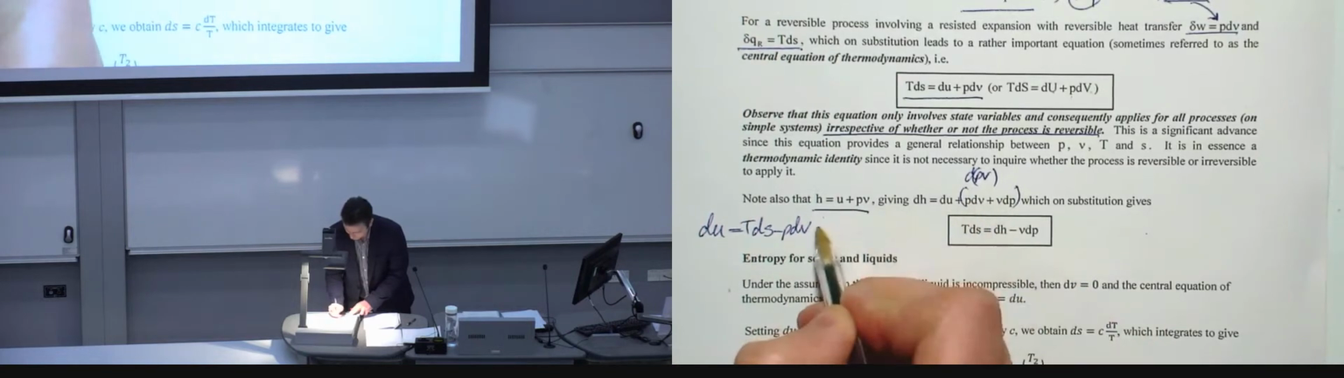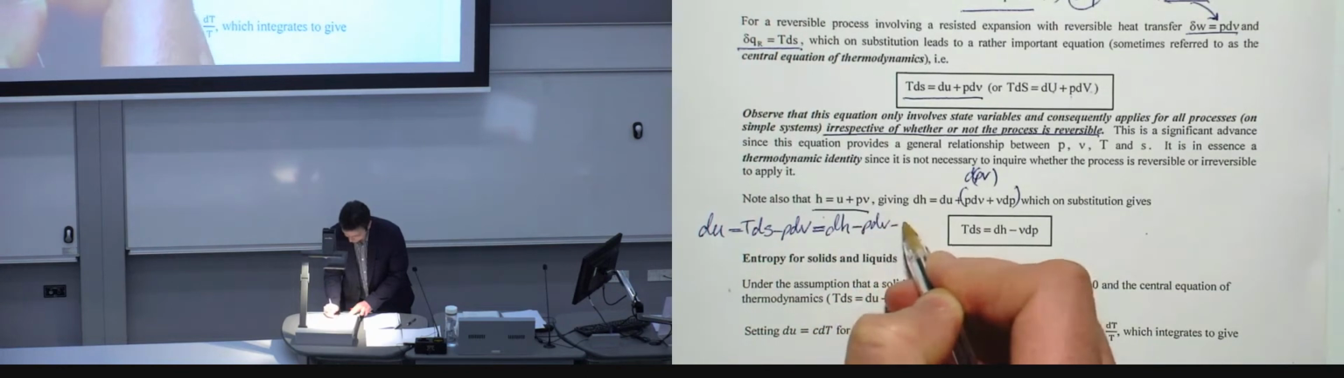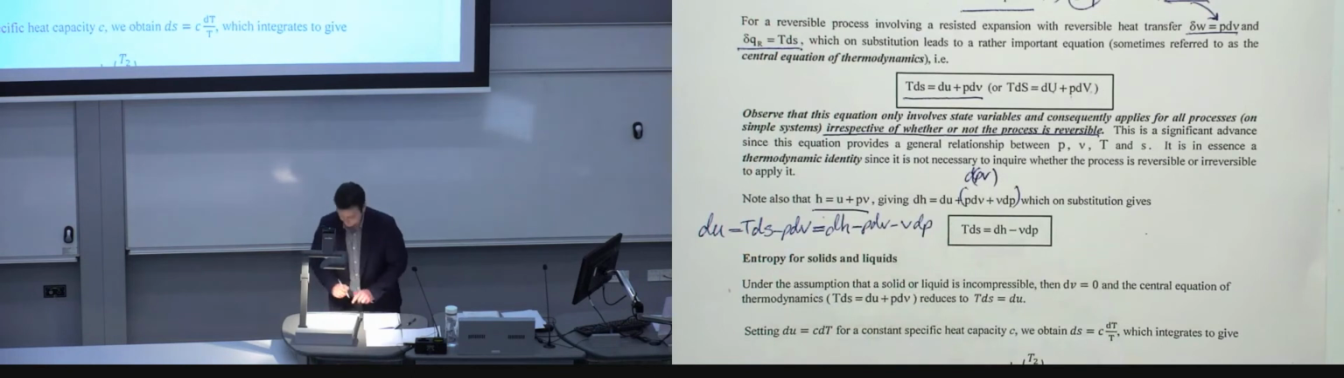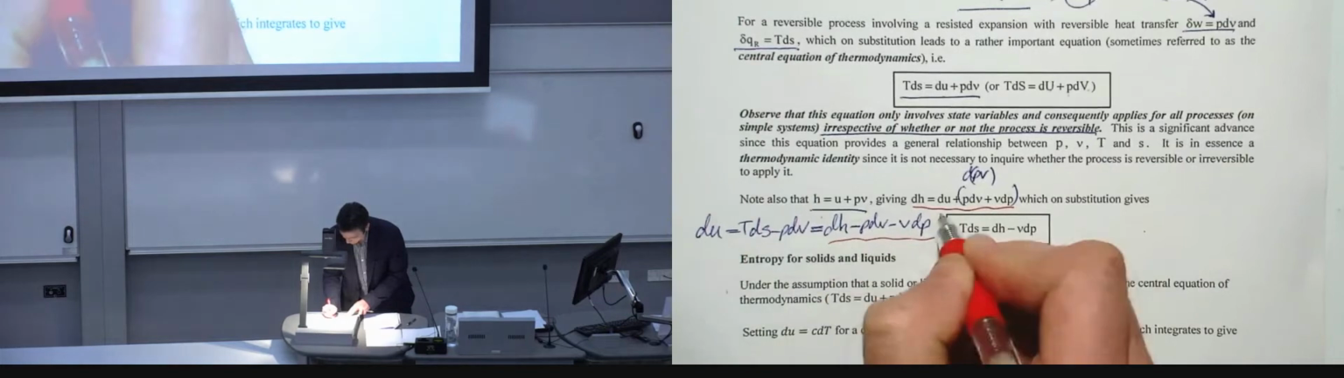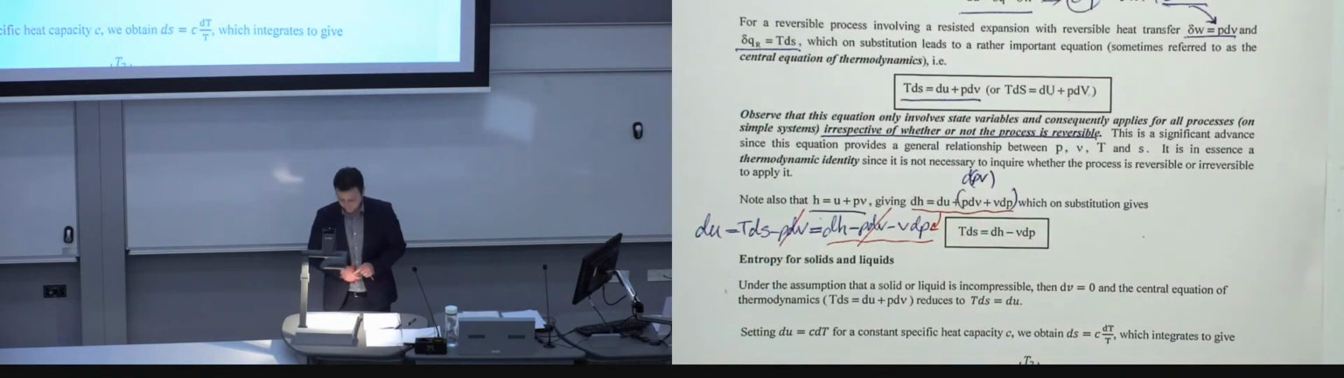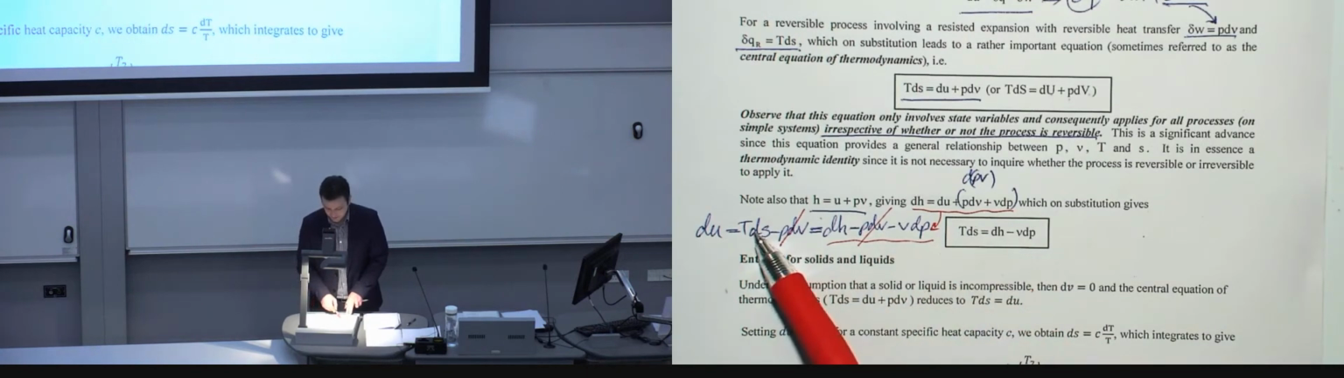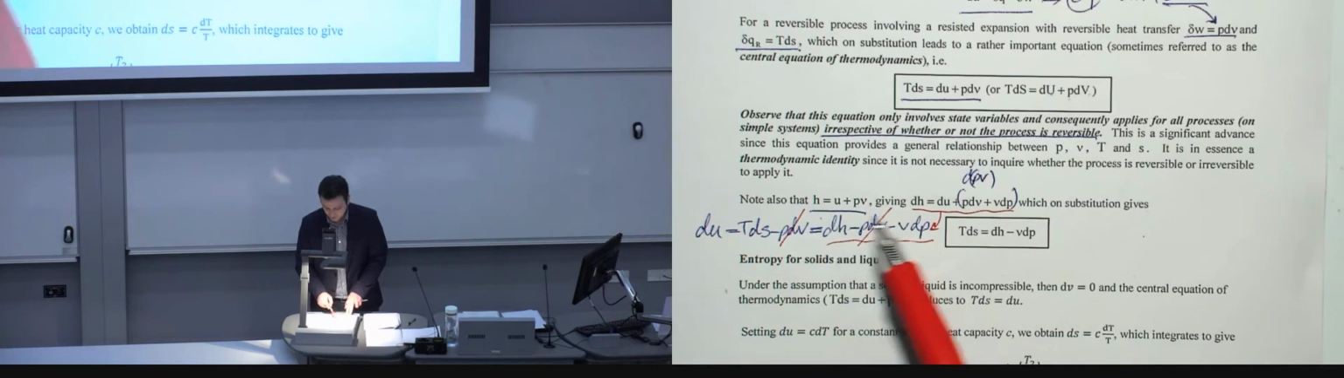Now, by looking at this, I can rearrange this as well, and I can write this as, so dU is dH minus PdV minus VdP. So that comes from here. And what you can see is that I can just cancel these 2 terms and derive an equation which relates TdS to dH and VdP.